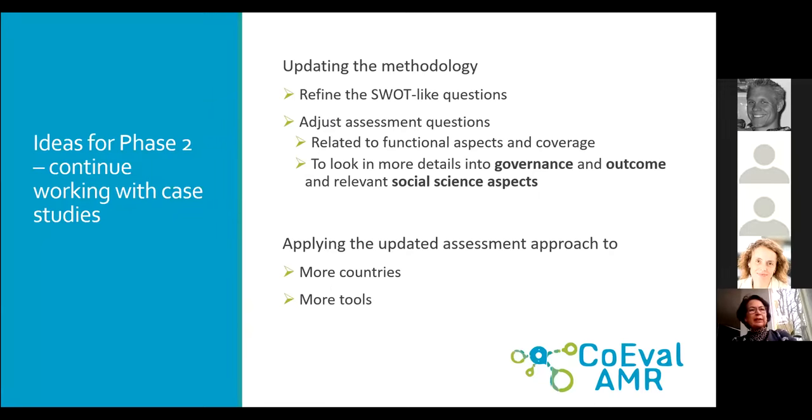Regarding ideas for the next phase, where we'll continue working with the case studies, at least my idea is that we should refine our methodology, refine the SWOT-like questions, and maybe also adjust some of the assessment questions related to the functional aspects and the coverage, and look into more details into the aspects of governance and how to assess the outcomes. Is it an outcome on short-term, middle-term, or long-term we're talking about? And what are the relevant social science aspects? And I hope we can apply the updated assessment approach to more countries and using more tools.